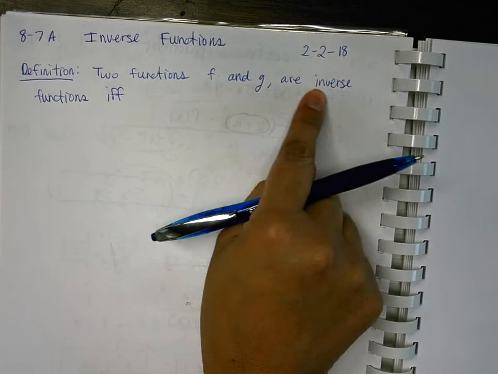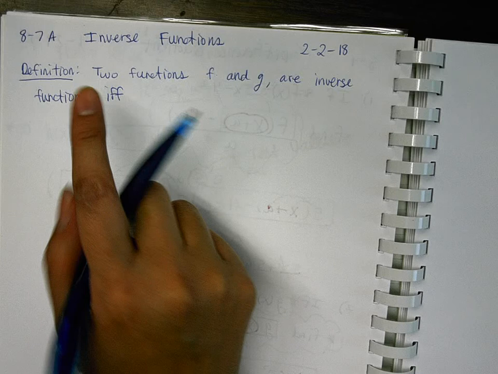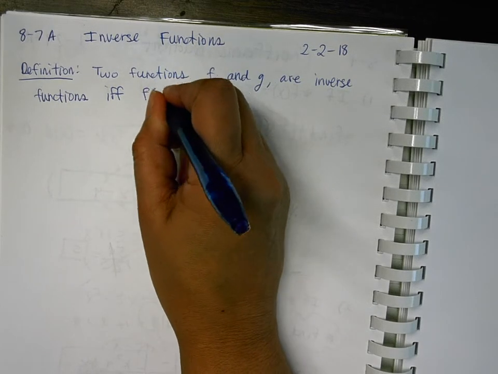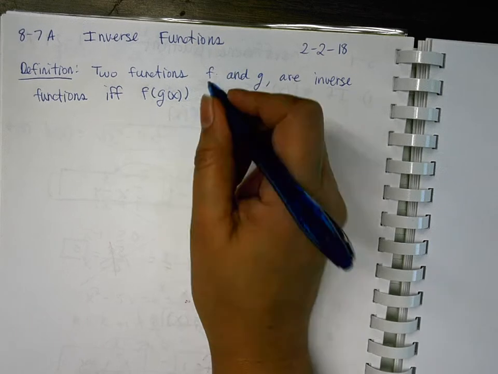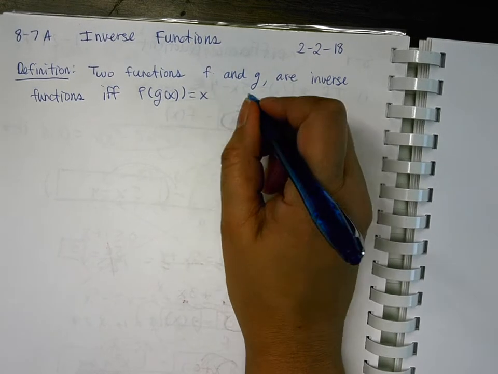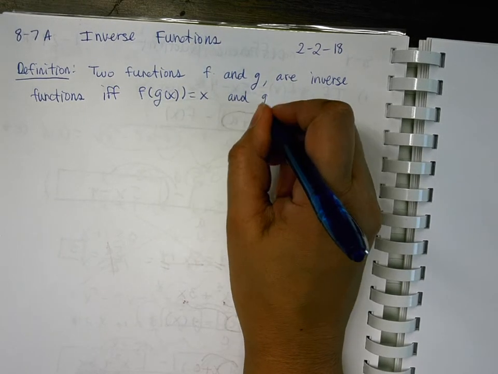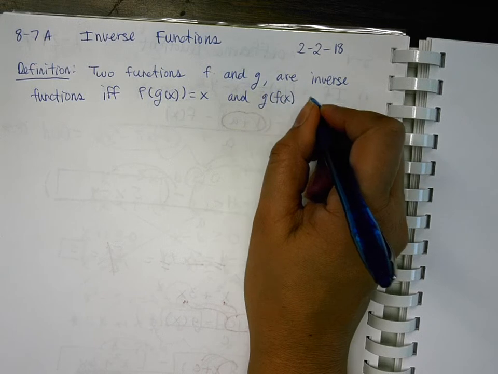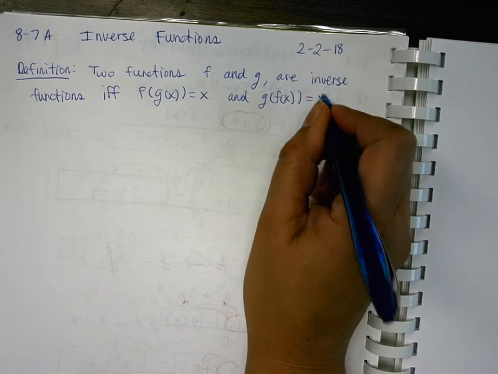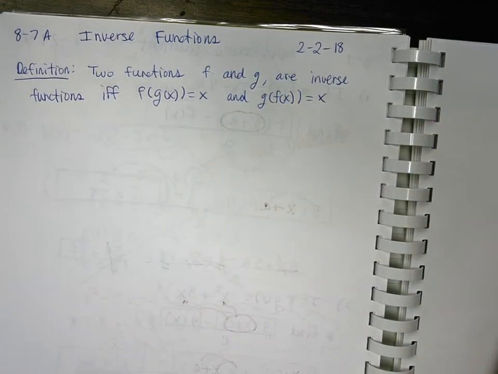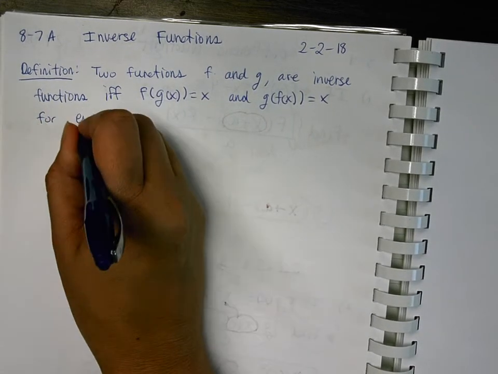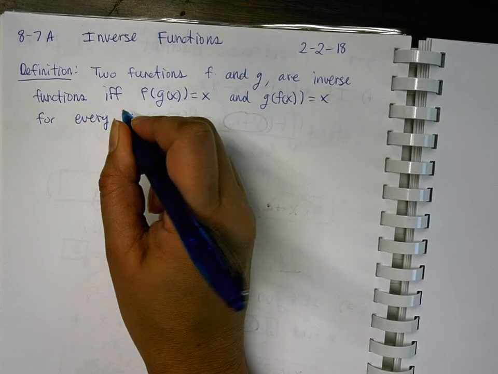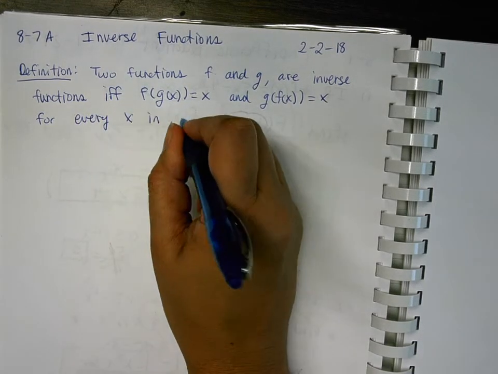Two functions, f and g, are inverse functions if and only if f of g of x equals x and g of f of x equals x for every x in their domain.